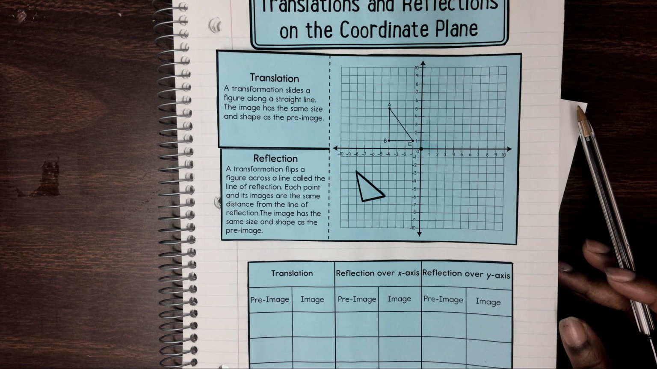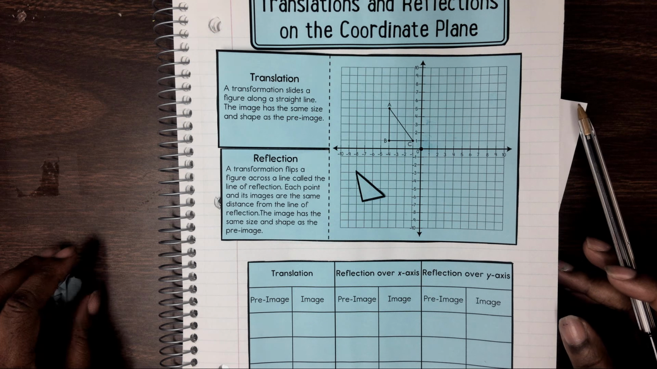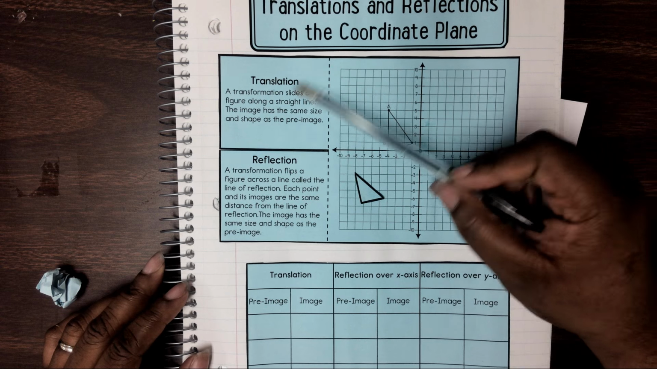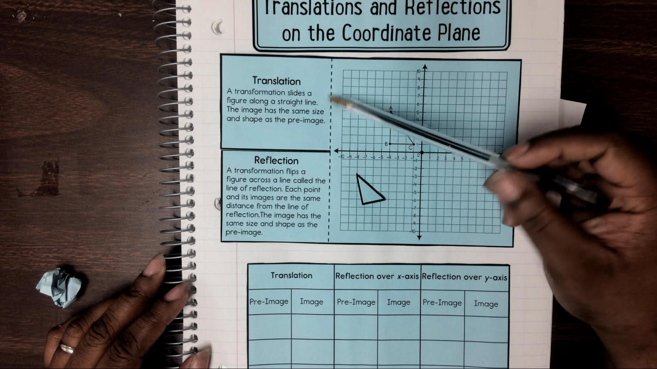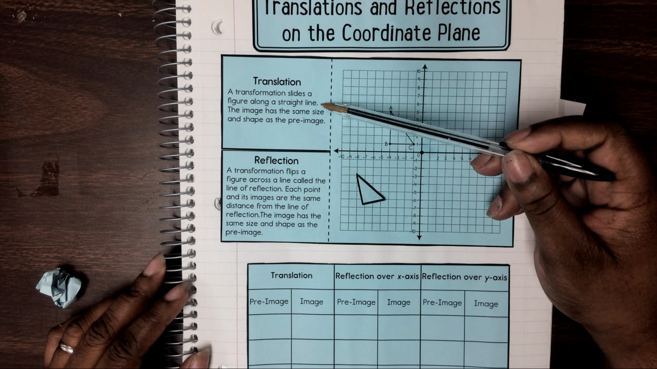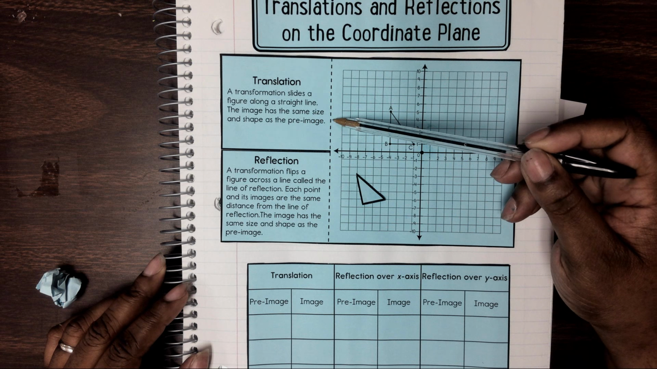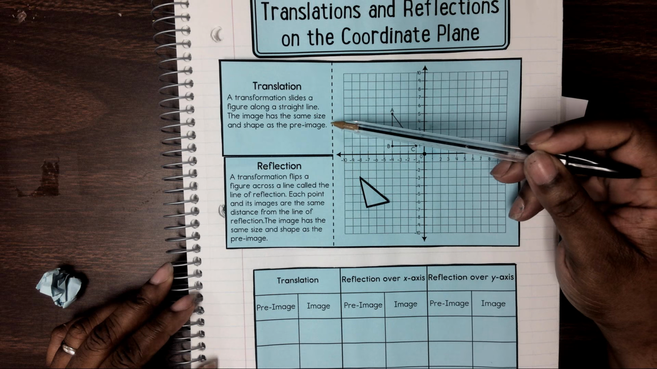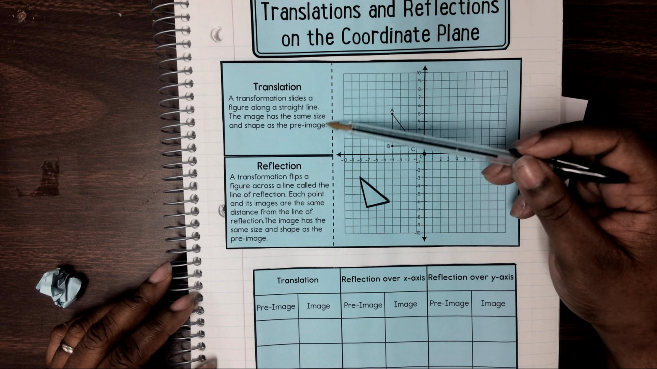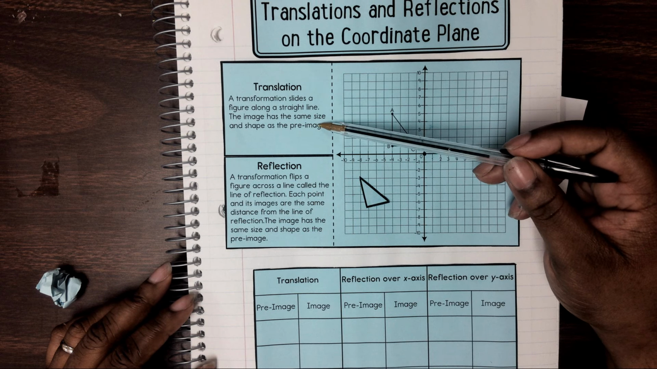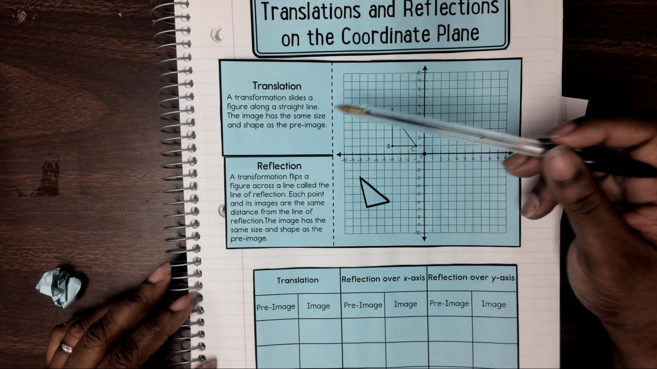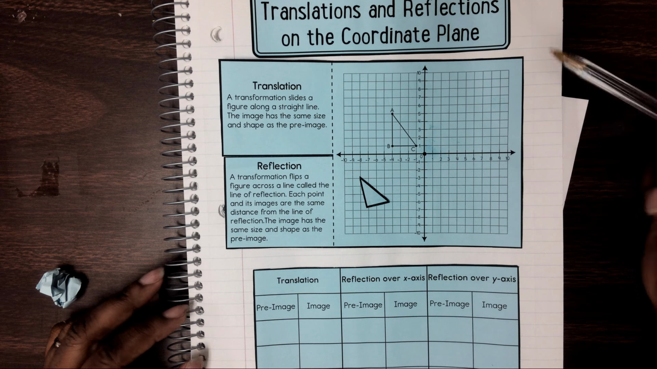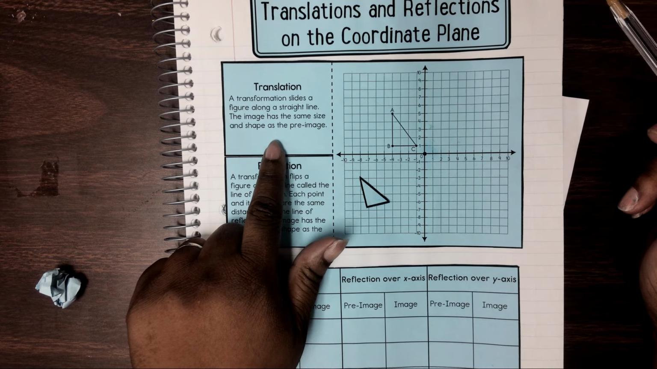So in regards to our translation, again, translation is a transformation. Slides the figure along a straight line. The image has the same size and shape as the pre-image, okay? So, congruency stays the same, okay? It maintains congruency.